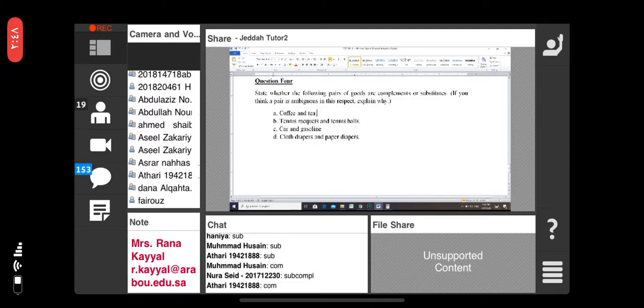Nura, what does complementary mean? Okay. طيب, car and gasoline. Complementary products. And finally, cloth diapers and paper diapers. They are substitute products. Okay.